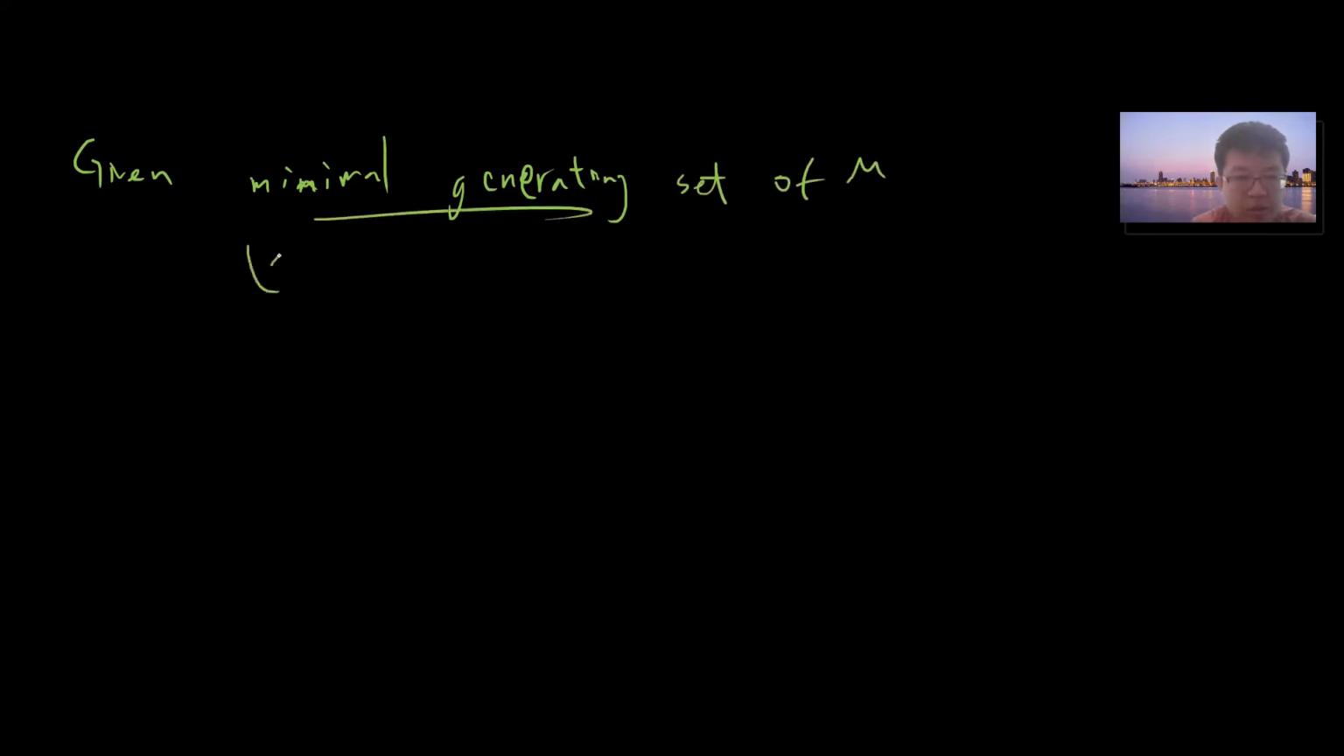Okay, so what I'm saying should be this, right? Let's see, if I'm given a minimum generating set of M, let's say this is A1, A2, up to AQ. And then if you give me any generating set, I ask whether this property happens.